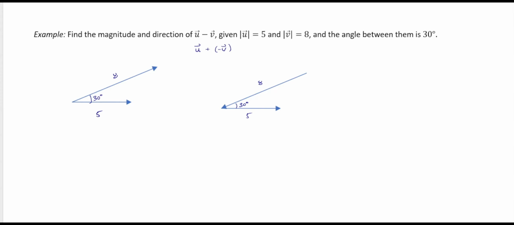And I can draw my resultant now. My resultant is going to go from the tail of this one to the tip of this one. I'll change that to red so we can identify it very clearly. Okay, so it finds the magnitude and direction of u minus v. So this right here is u minus v. I need to find its magnitude. Well, again, I'm going to use my cosine law. So the magnitude of u minus v squared is equal to 5 squared plus 8 squared minus 2(5)(8)cos 30 degrees. So the magnitude of u minus v is approximately 4.44.